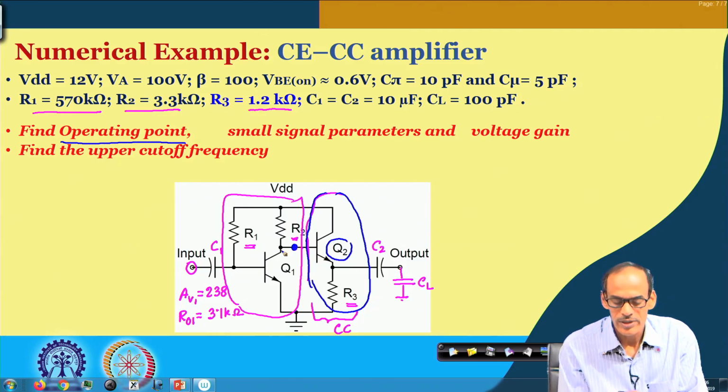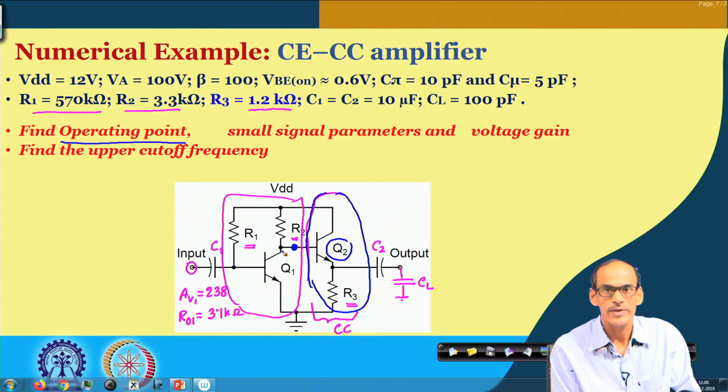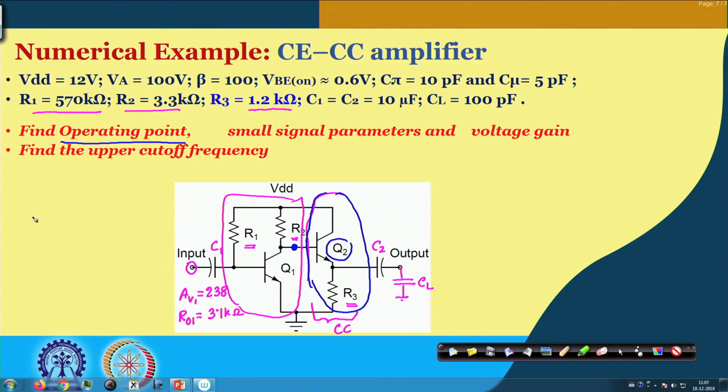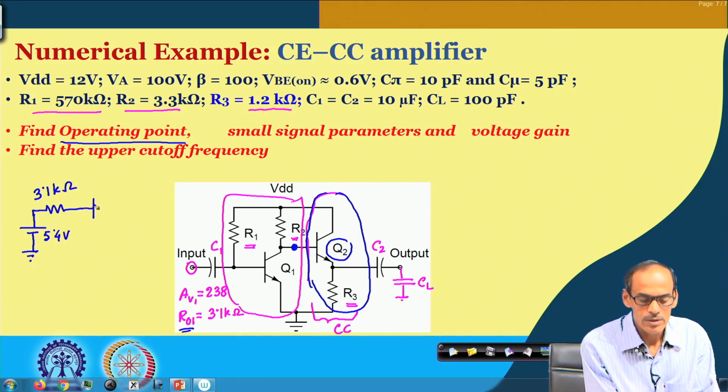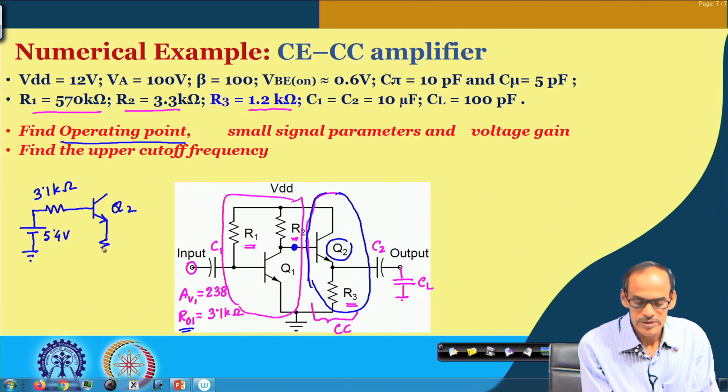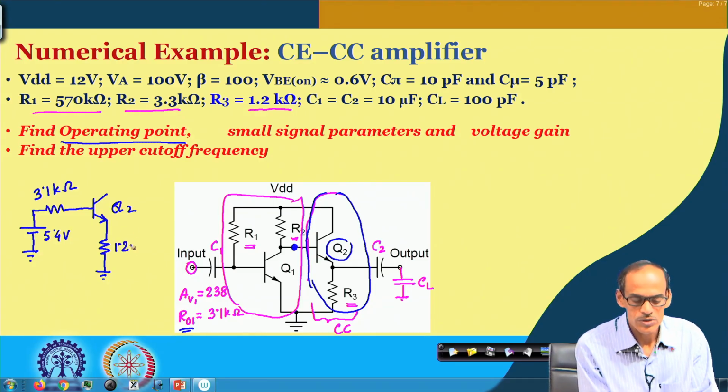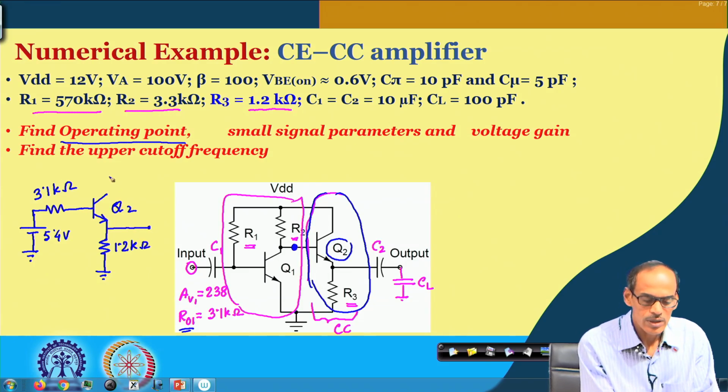We know that the DC voltage coming here is 5.4 volt. In our previous analysis we have done that. So, we have 5.4 volt DC along with its Thevenin equivalent resistance, which is RO1, that is 3.1 kilo ohm. That is coming to the base of transistor 2, and the emitter of transistor 2 is connected to ground through this R3, and R3 is 1.2 kilo ohm. So, this is our output, and this node is connected to the supply of 12 volt.